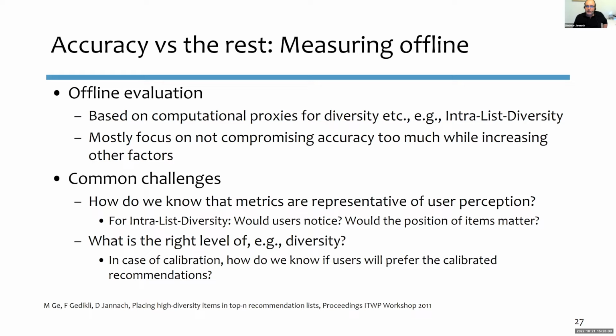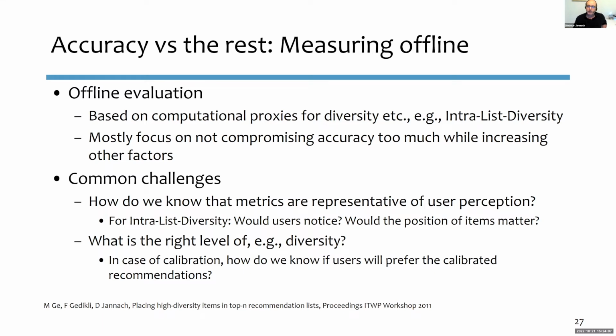For offline evaluation, this is very common. So you have typical measures like intralist diversity, you have pairwise similarity comparison, and as said, you can just try to increase that measure without compromising accuracy. But the one problem, as in all of these offline evaluations, is how do we know that this is representative? Do you know if a higher diversity in terms of the genre of movies would lead to a perceived increased diversity? Or if you take that intralist diversity measure, which is just the sum of the pairwise similarities of items, would users notice a difference, or would the positions matter?